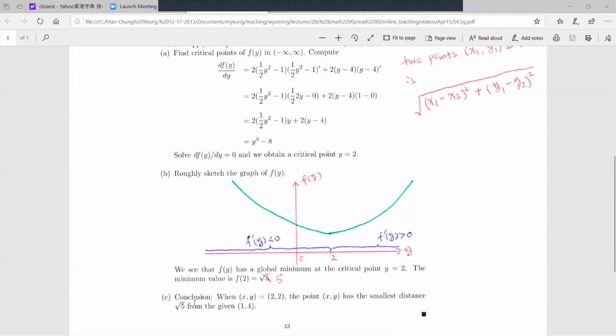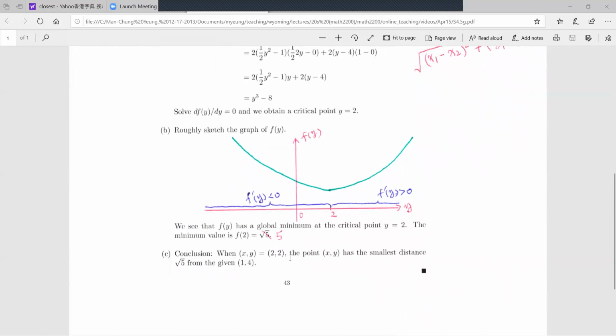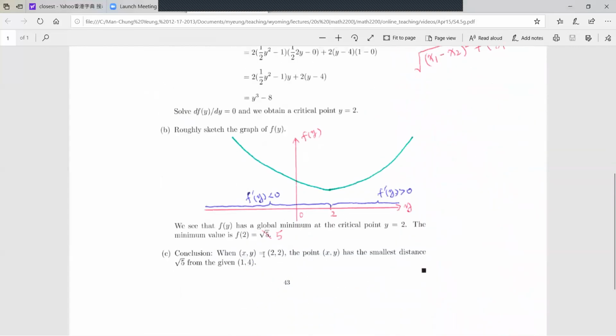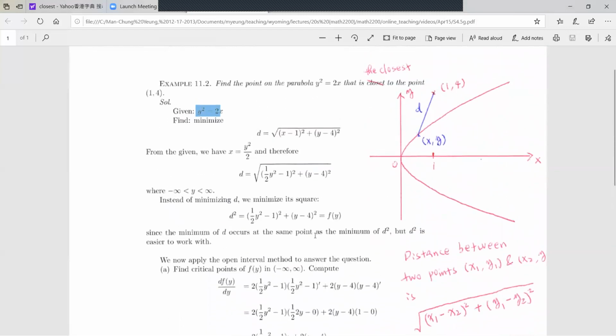So, make a conclusion. When y is 2, the corresponding x we can get from this equation. So when y is 2, x is 2, and this point is on the parabola. This point has the smallest distance from the given point. The distance is square root of 5. The point (2, 2) from the given point, the distance is square root of 5 from this equation. Plug in 2, then the distance is square root of 5.